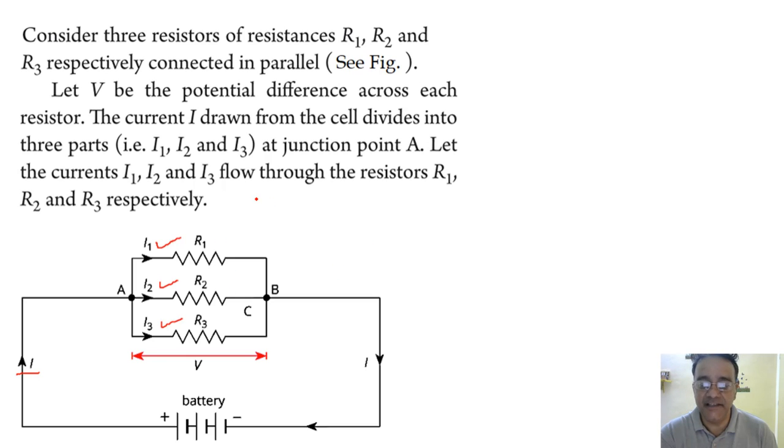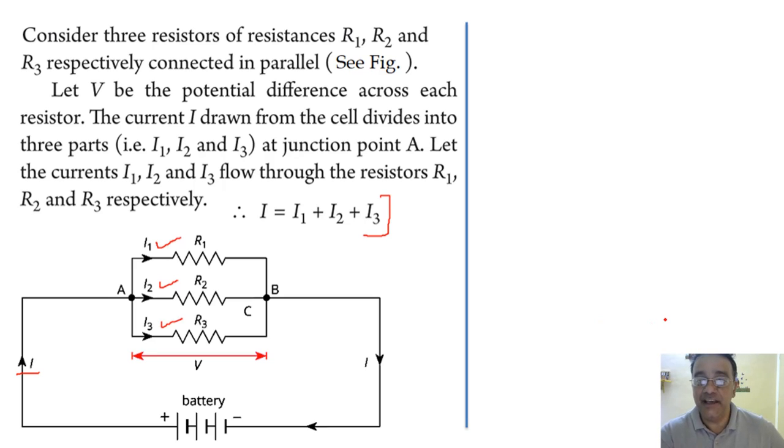Okay, so we are getting I is equal to I1 plus I2 plus I3. This relation we are using for finding the equivalent resistance when the resistances are connected in parallel. Now since the potential difference is the same across all the resistances, we are going to use Ohm's law, I is equal to V by R. I already told you about three forms: V is equal to IR, I is equal to V by R, and R is equal to V by I. So here we are using this form.